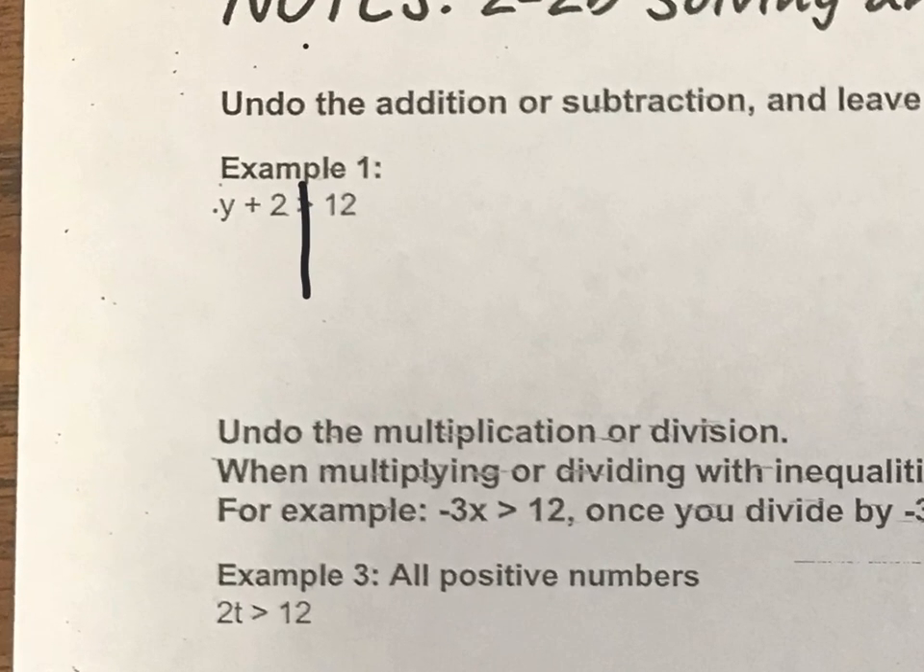So how would I solve for y? What would I do? I would subtract 2 from both sides, okay? Once I subtract 2, I have y left on the left side, and then I would drop down my sign, which happens to be greater than, and 12 minus 2 is 10. Okay? So y is greater than 10.